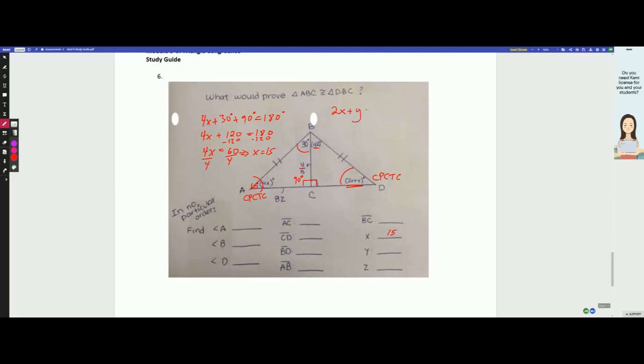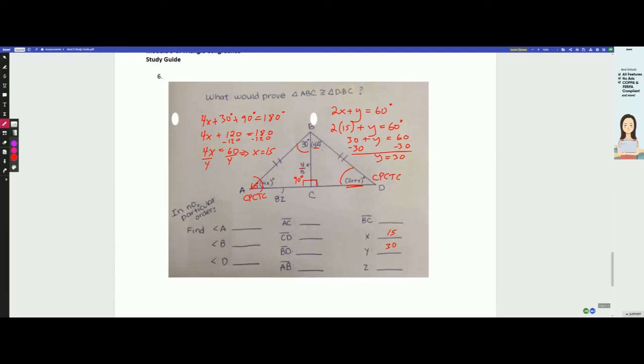2x plus y equals 60 degrees. X is already 15, and we know that 2 times 15 is 30. So we got 30 here. 30 degrees plus y equals 60. We're going to use the subtraction property. Both sides, what you do to one side, do to the other. And we're going to have y equaling 30. Good. So we just found another variable. That's really good.